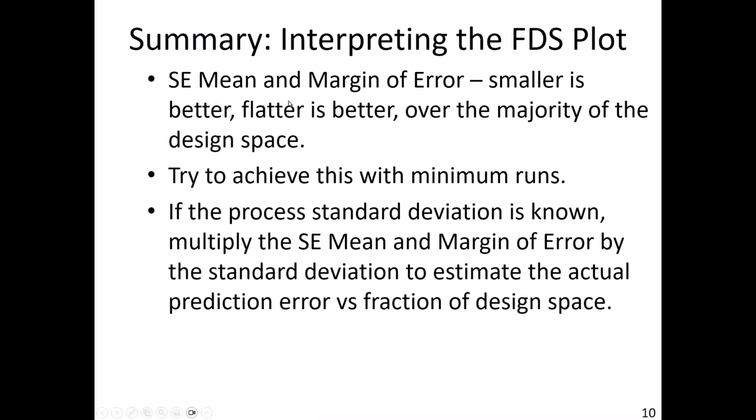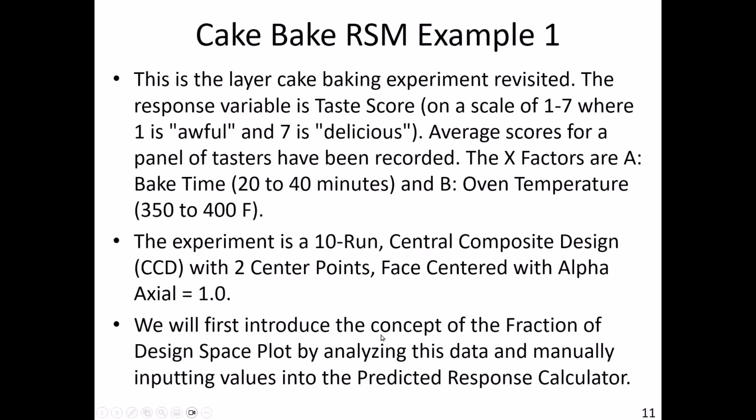So in summary, for the standard error of the mean and the margin of error, smaller is better, flatter is better over the majority of the design space. And you try to achieve this with minimum runs. If the process standard deviation is known, you multiply the SE mean and the margin of error by the standard deviation to estimate the actual prediction error versus the fraction of design space.